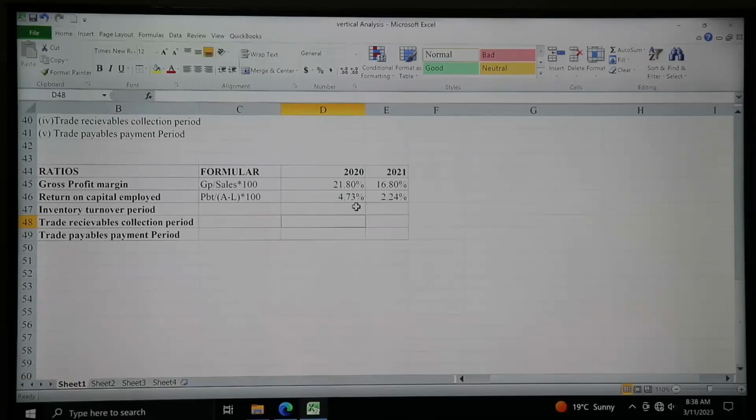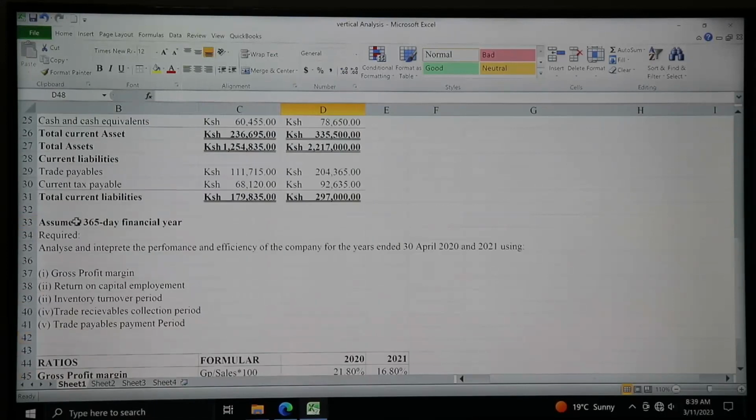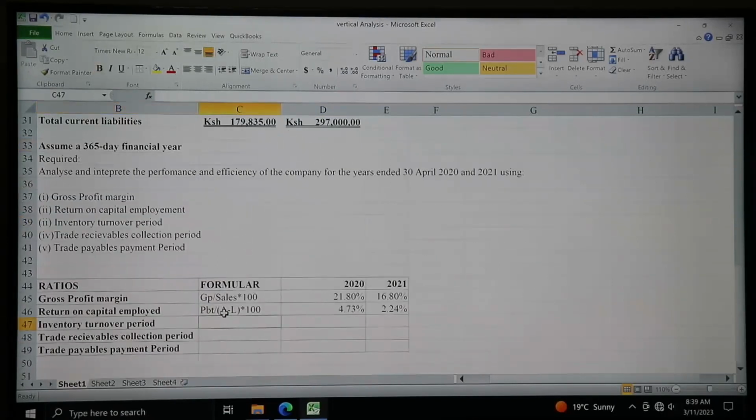Then you are given the next computation, that's the inventory turnover period. Now here, we are given some information down here that we assume a 365 days financial year. This was noted down there. So to get the inventory turnover period, you're supposed to take what? Usually we take the average inventory over cost of sales, then multiply by 365.